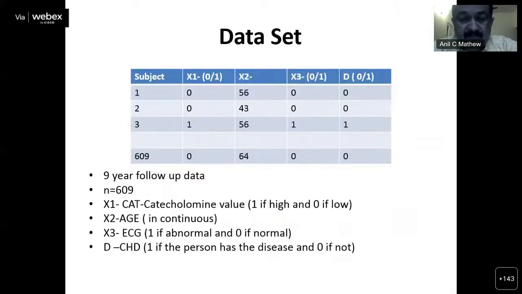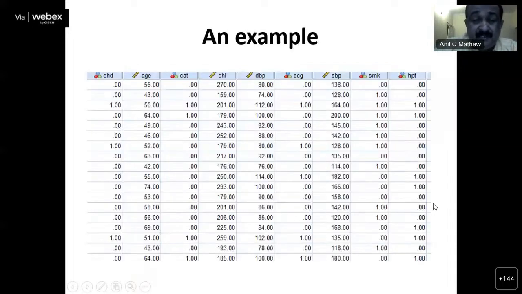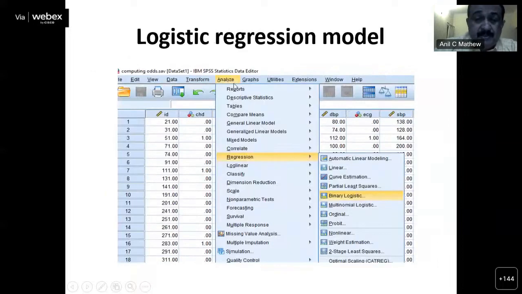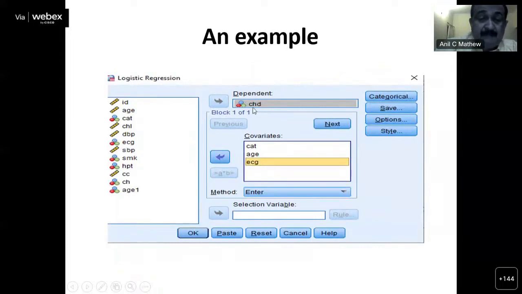Here, just for understanding, is a data set of 9-year follow-up data, and the primary concern is whether you are likely to get coronary heart disease or not. We have the catecholamine value, age, and ECG. These are the three variables, and we did a follow-up of these. So you go to Analyze, and give the option for Regression. They will give you many options. In that, you choose binary logistic. The dependent variable is coronary heart disease, and the covariates are catecholamine value, age, and the ECG value.